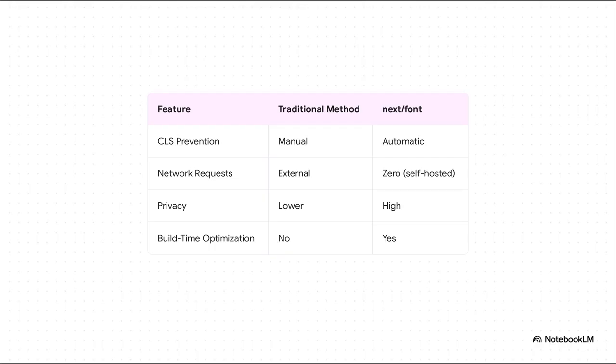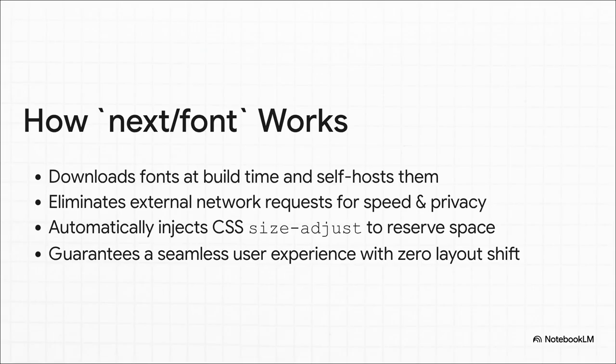The old way makes preventing layout shift this manual, tricky chore, and you're still dealing with extra network calls and privacy questions. But next/font? It makes CLS prevention automatic, gets rid of external requests, and does all the hard work at build time. It's a huge win on every level. So what's the magic here? How does it actually work?